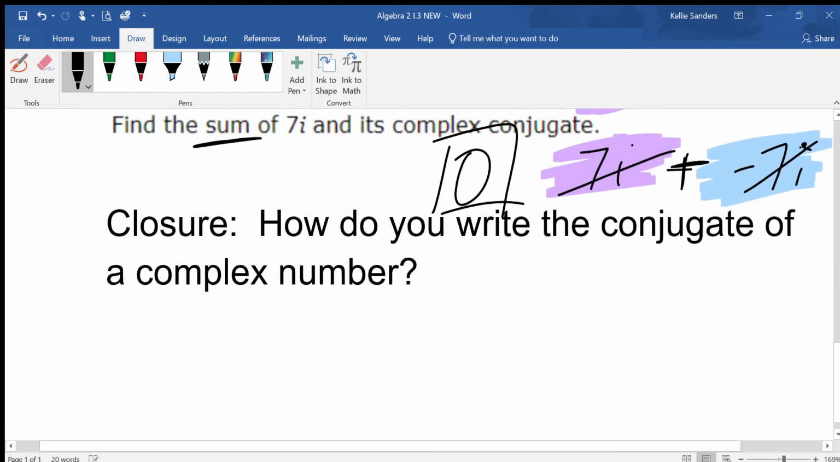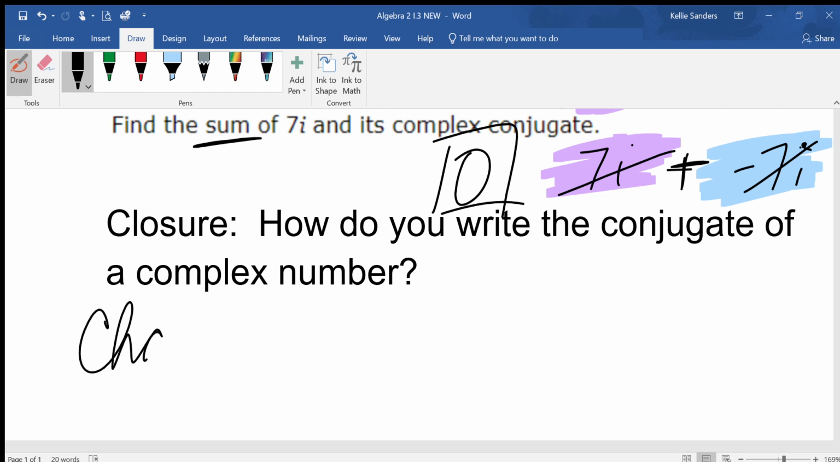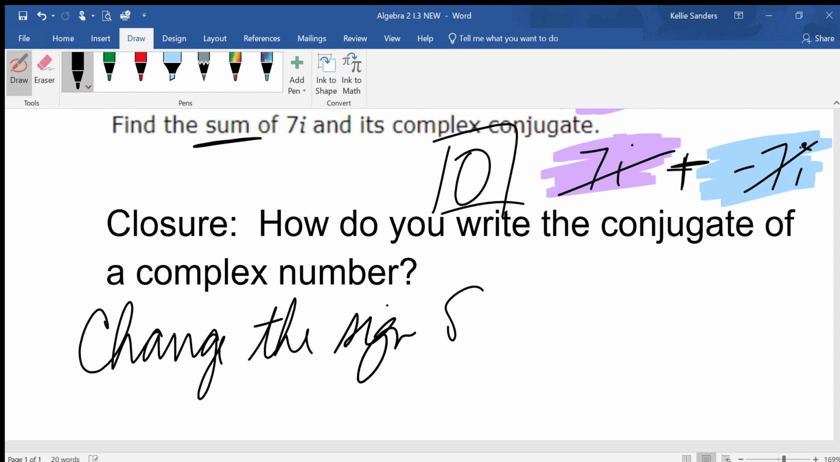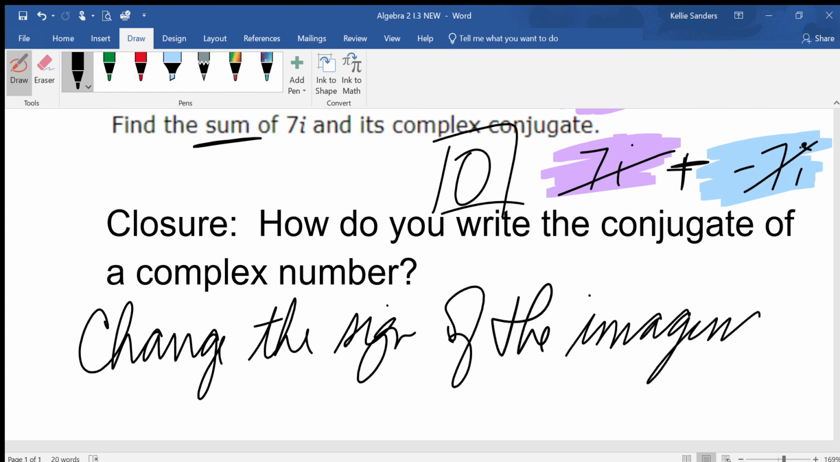How do you write the conjugate of a complex number? Change the sign of the imaginary part. Have fun, that's it.